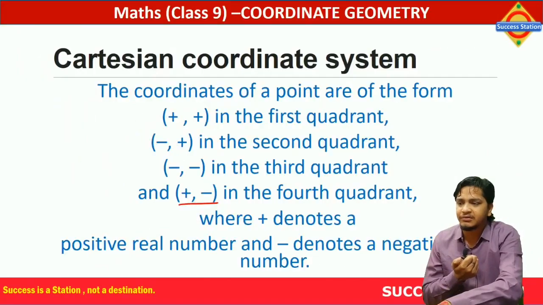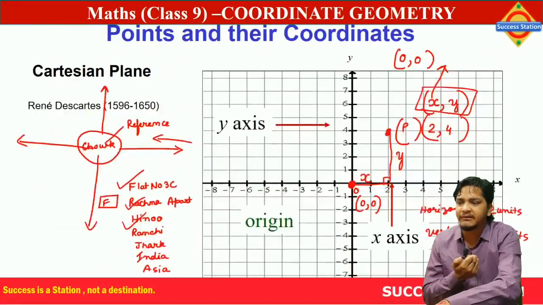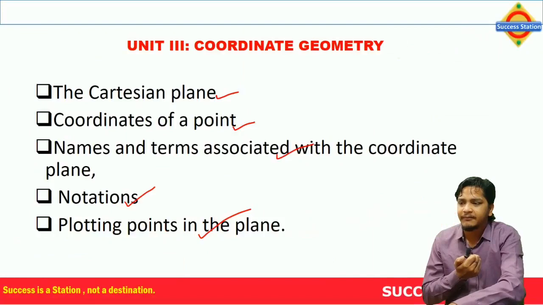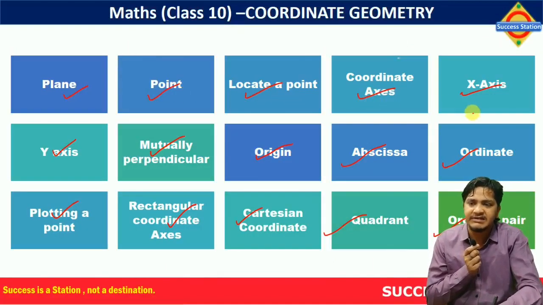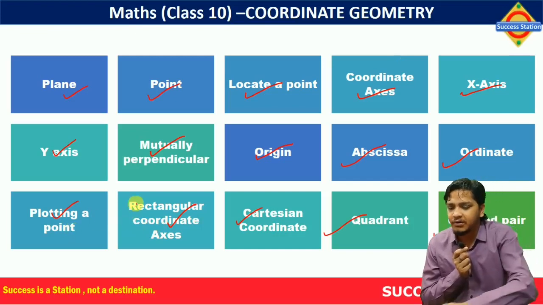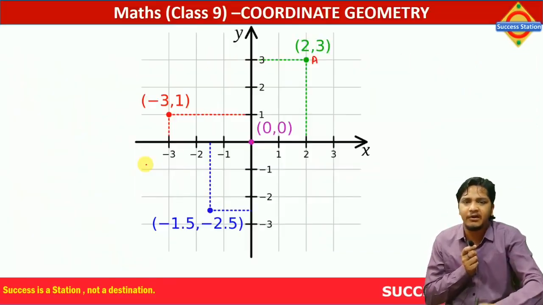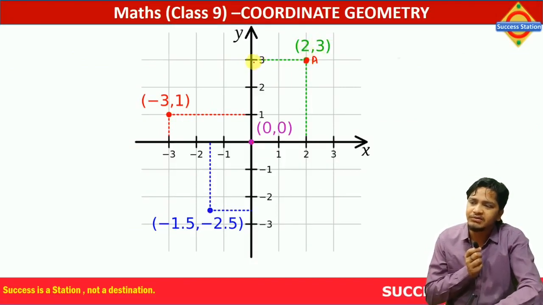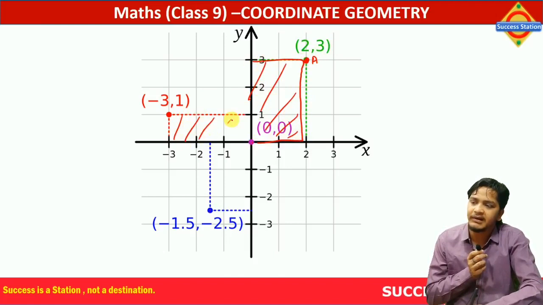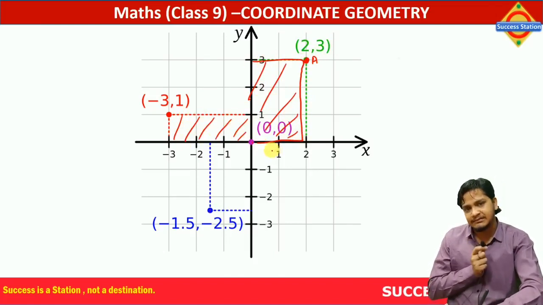So whatever I told you in the start, you learnt everything. You learnt plane, point, location of point, coordinate axis, x-axis, ordinate, ordered pair, quadrant, Cartesian coordinate, rectangular coordinate. You might be wondering why it is called rectangular coordinate. Whenever you plot a point 2 comma 3, can you see a rectangle is formed over here? That's why it's called a rectangular coordinate. See, here also a rectangle is formed. This is the reason.